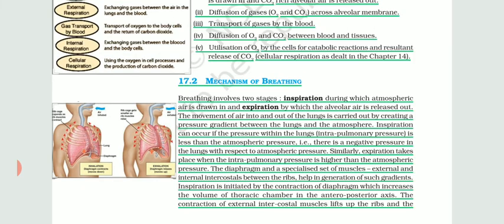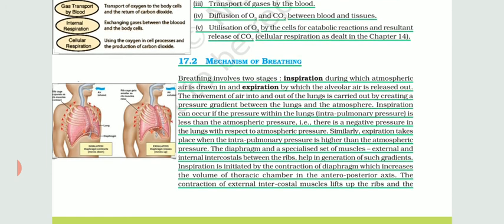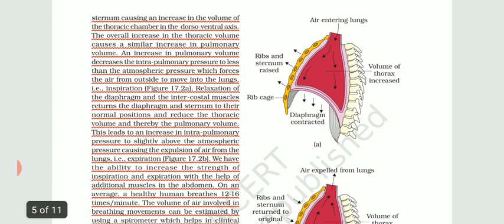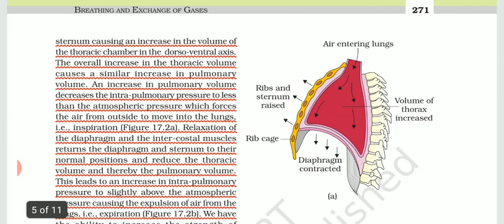You have to remember how these intercostal muscles play an important role. And the sternum is also bringing that pressure inside. It helps in increasing the volume of the thoracic chamber. You can write either thoracic chamber or thoracic cavity. So overall, when this volume increases, the pulmonary volume increases, meaning air will come inside, and during that, the intrapulmonary pressure will decrease as compared to the atmosphere, which will force the air to move into the lungs. Only then can the air come inside.